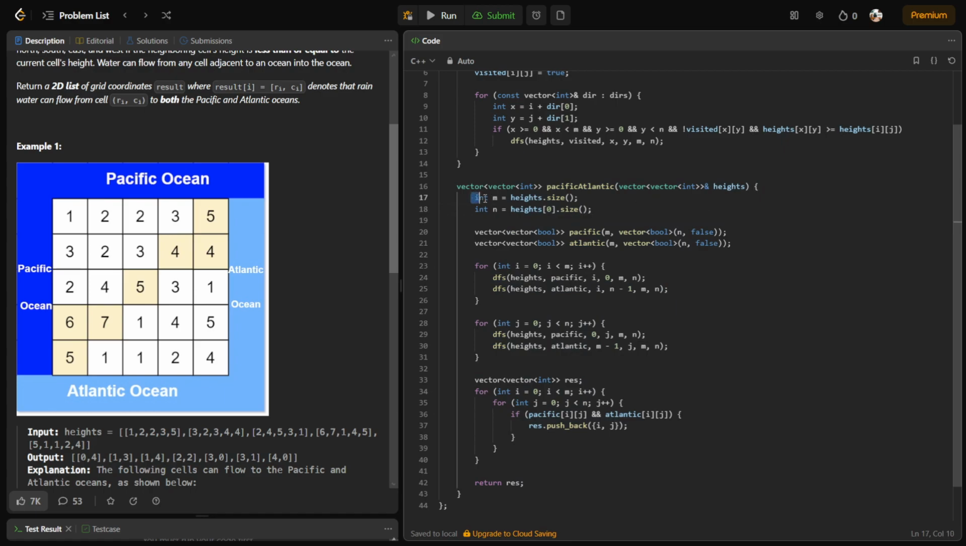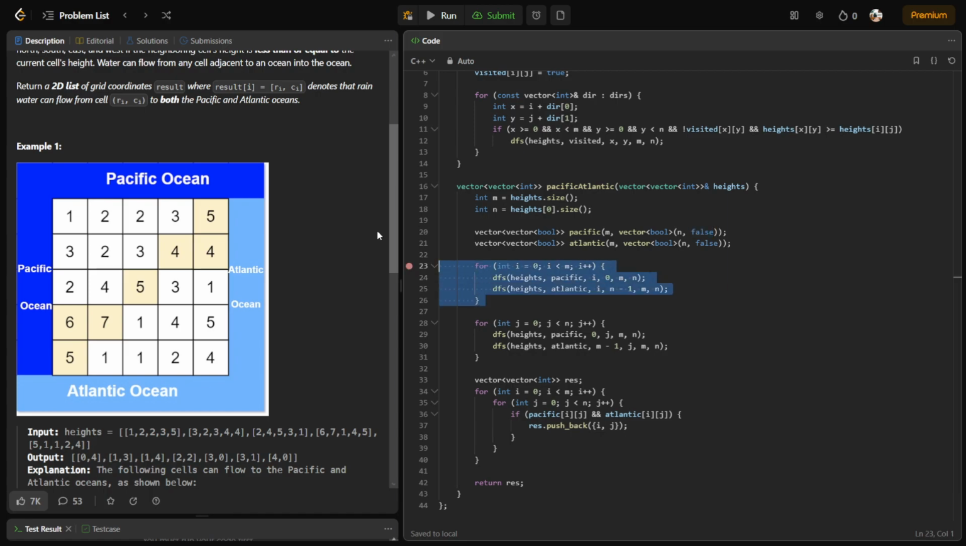Here I have m, which represents the size of the height, and n, which represents the size of the column, because they could be different. Here I have two 2D vectors, Pacific and Atlantic, and I'm initializing all of the cells inside these two grids to false, which indicates that the water cannot flow to this cell in a way. But for simplicity, I'll just mark it as visited or not.